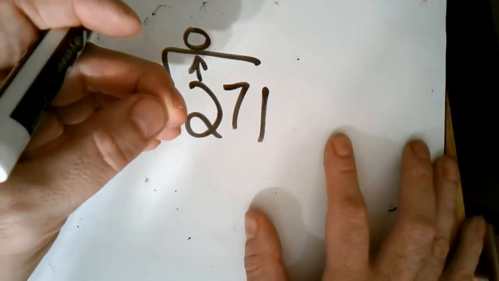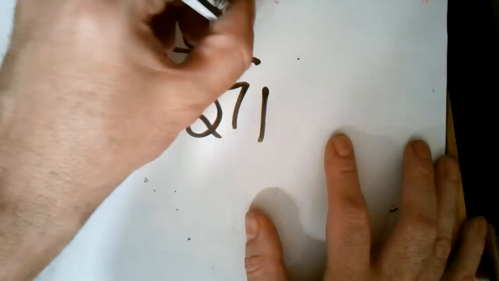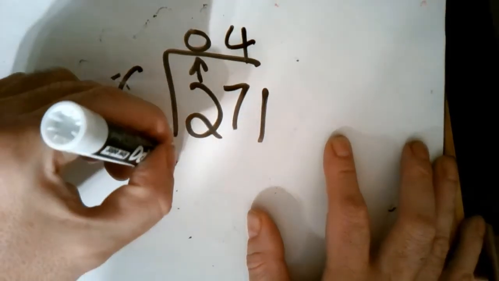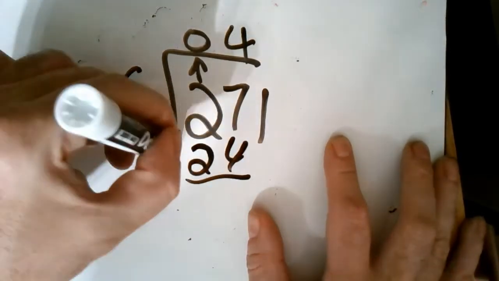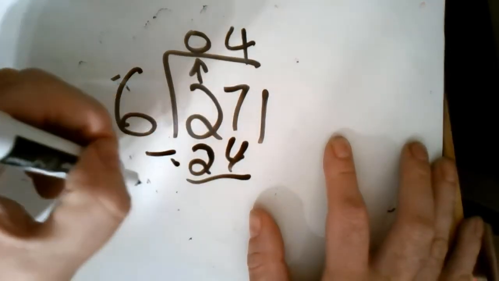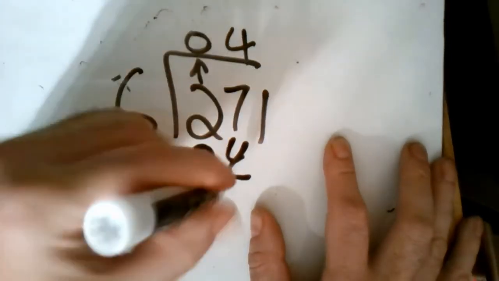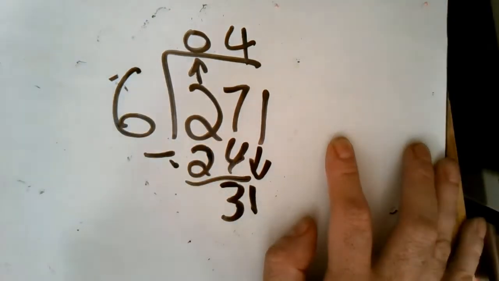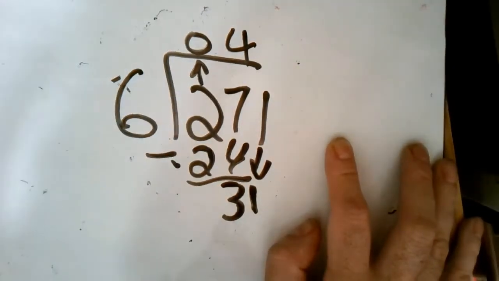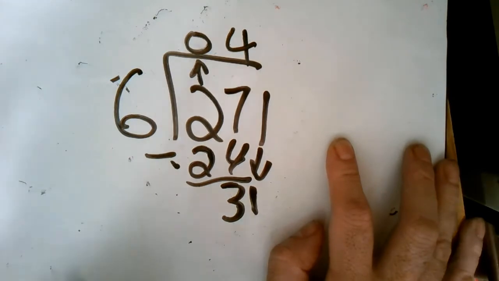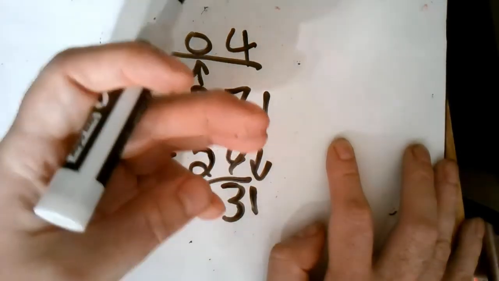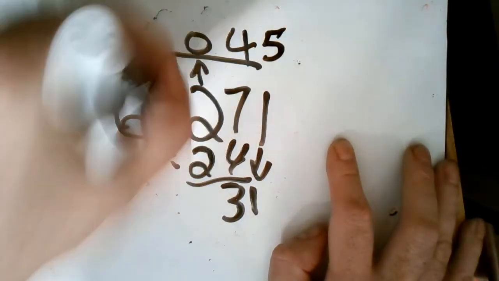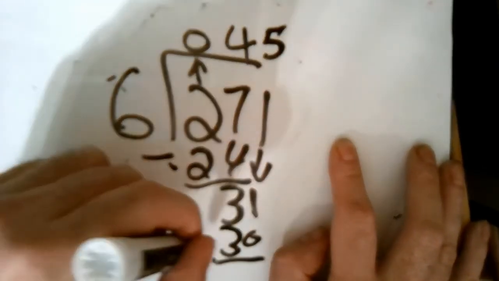6, 12, 18, 24. So it's 4 times. Same thing we did before. 4 times 6, 6 times 4 is 24. I subtract. 7 minus 4, 5, 6, 7 gives me 3. Bring the next number down. 31. 6 into 31. How many times does 6 go into 31? 6, 12, 18, 24, 30. 5 times. 5 times 6 is 30.